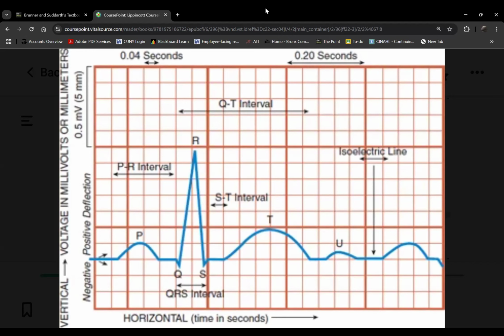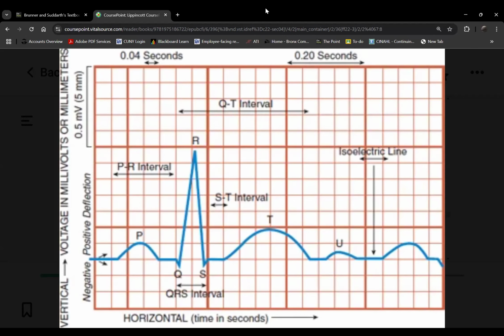And then what's the significance of the PR interval again? Here, from the P to the Q wave. What's the significance of the PR interval? Time between the atrial and ventricle contraction. Okay, so this is the delay, right? The delay by the AV node of transmitting the same electrical impulse.